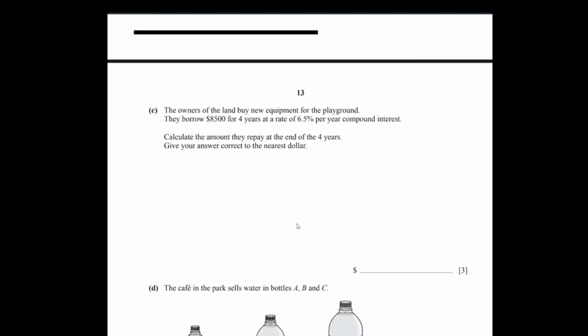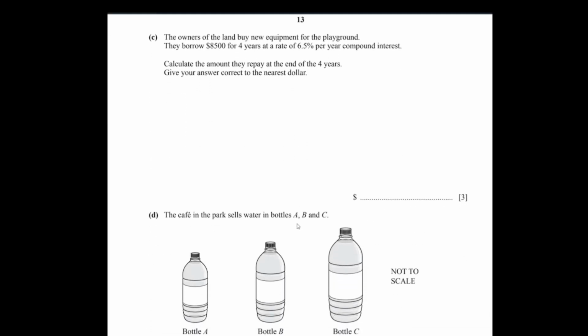Now question number C. The owners of the land buy new equipment for the playground. They borrow $8,500 for 4 years at a rate of 6.5% per year compound interest. Calculate the amount they repay at the end of 4 years. Give your answer correct to the nearest dollar.